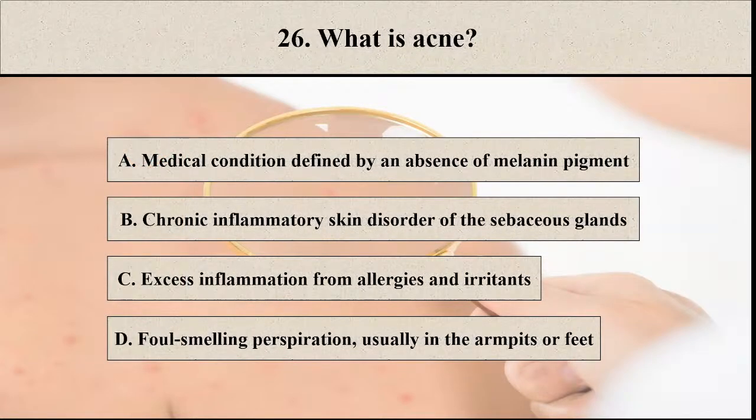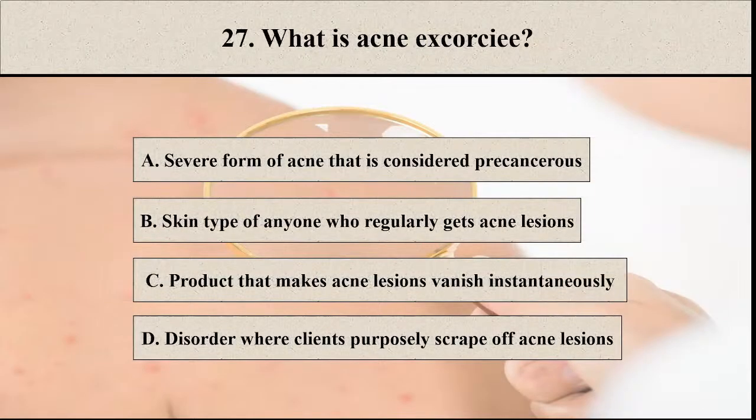What is acne? Is it medical condition defined by an absence of melanin pigment, chronic inflammatory skin disorder of the sebaceous glands, excess inflammation from allergies and irritants, foul-smelling perspiration, usually in the armpits or feet? If you chose B, chronic inflammatory skin disorder of the sebaceous glands, you are correct.